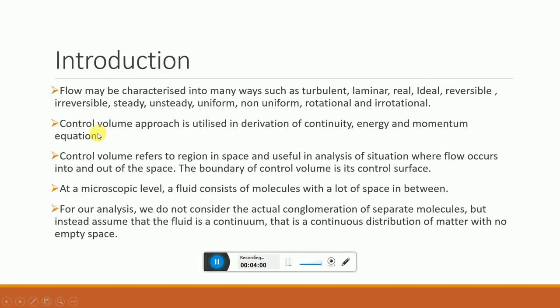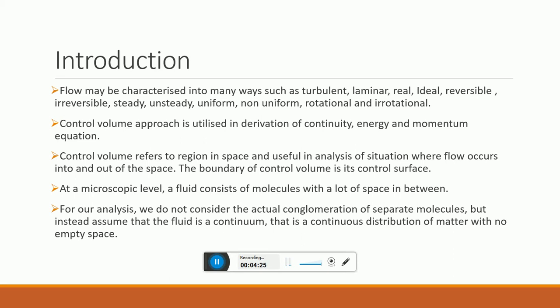Based on this control volume, we're going to derive the equation of continuity of mass, the law of conservation of energy, and the law of conservation of momentum. We're going to derive these equations, and based on this derivation, we will be able to identify the fluid flows. It's a basic equation for fluid flows.